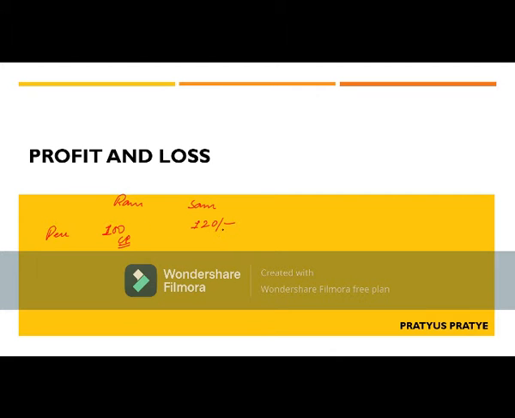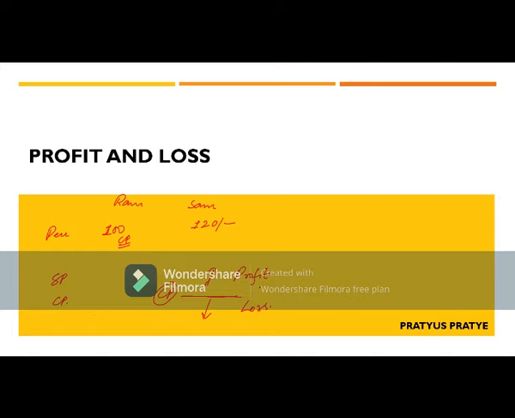So till now we have discussed selling price as well as cost price. Now if we sell anything for more than cost price, we say it is profit. And if I sell anything for less than cost price, I say I'm in a loss. So the base price is the cost price, and profit or loss will be calculated with respect to the cost price.